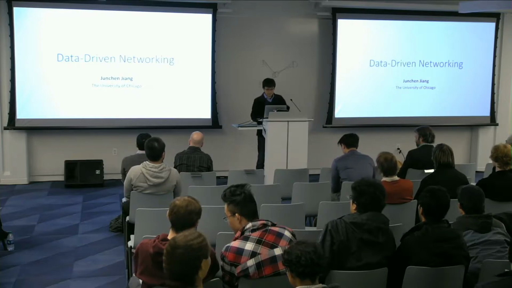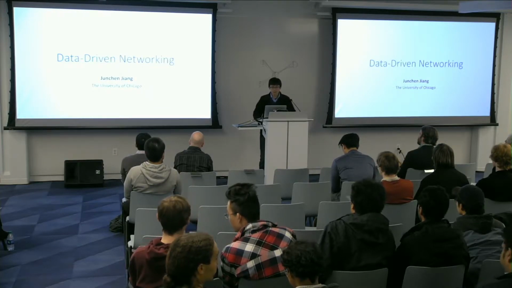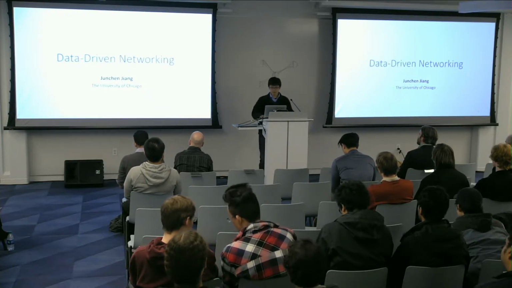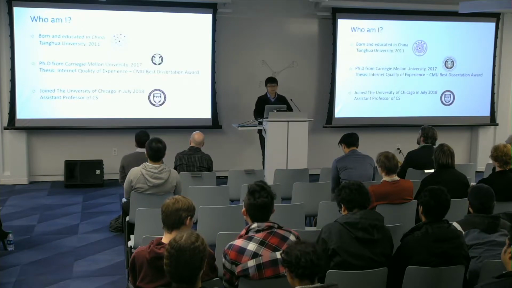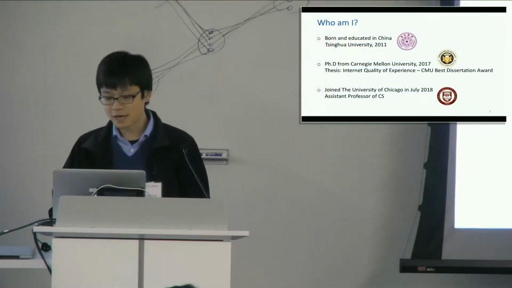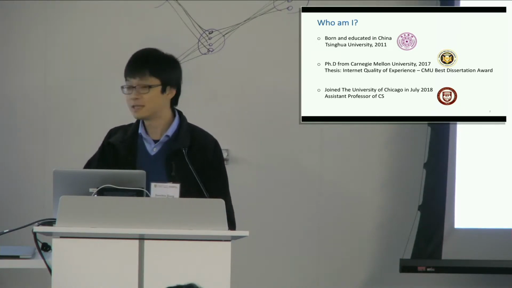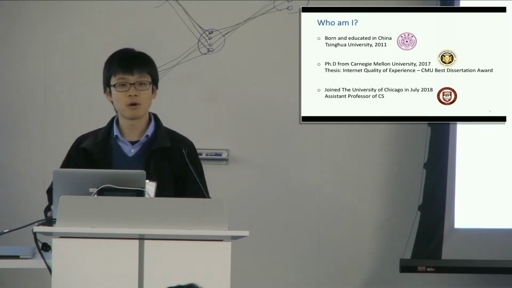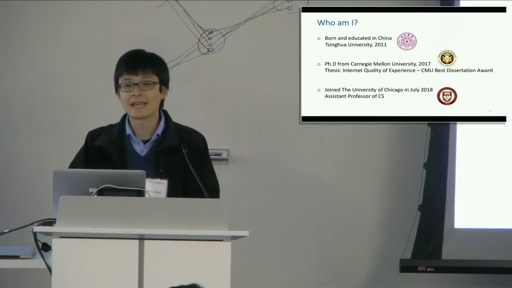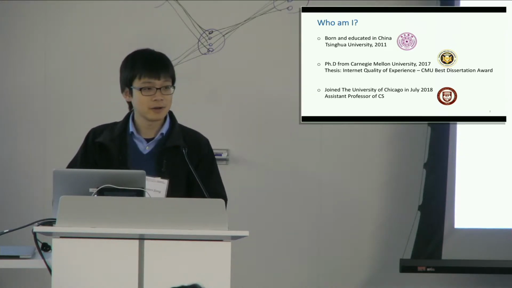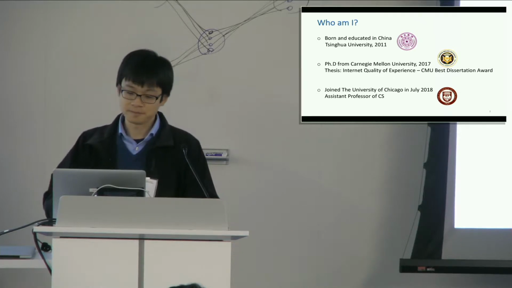Okay, thanks for coming. My name is Junchen Jiang. I'm assistant professor here. Just a brief background of myself. I was born and educated in China. I received my PhD degree from Carnegie Mellon last year. My PhD thesis was about improving quality of experience for internet applications. I joined UChicago as assistant professor this summer.